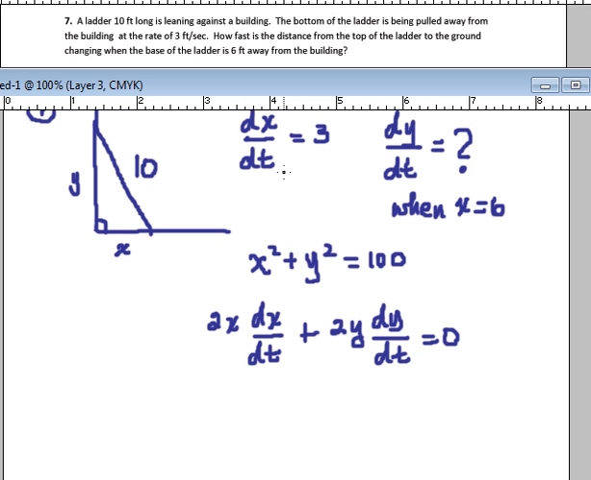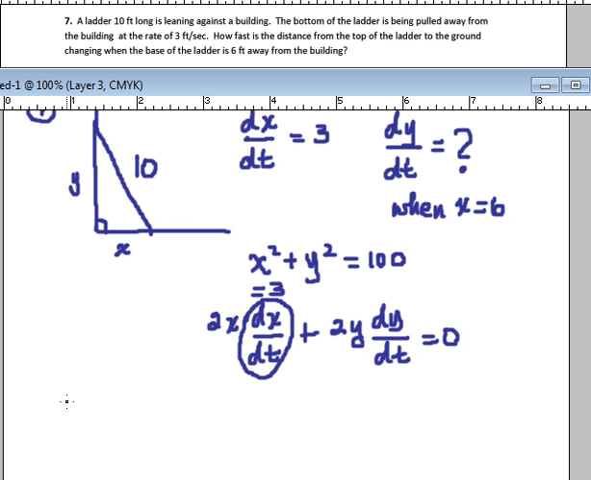Okay, so we're told that dx/dt is always 3. Okay, so this quantity here we can replace with 3. Alright, and now we want to find dy/dt when x is equal to 6. Alright, so we're going to solve for dy/dt. We're going to substitute x equals 6. But what do we substitute for y? Well, we have to figure out what y is when x equals 6.